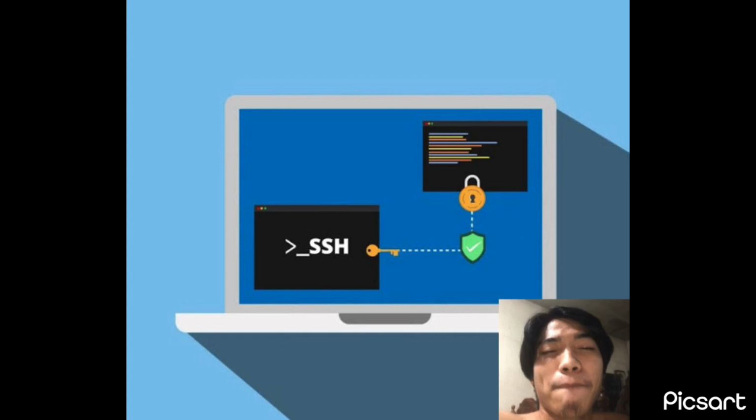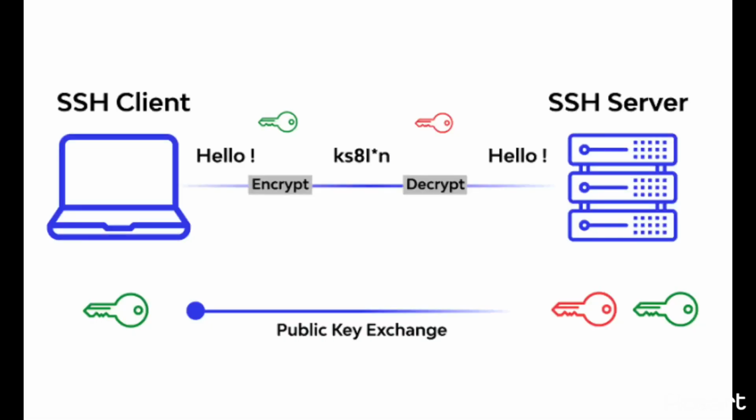Sa pamamagitan ng SSH, maaari tayo magkaroon ng remote access sa server, routers, switches, at iba pang network devices. Ito ay nagbibigay sa atin ng kakayahan na pamahalaan ang mga ito kahit tayo ay nasa malayo. Ang SSH ay gumagamit ng encryption para sa secure na pagpapadala ng mga command at data sa pagitan ng client at server. Ito ay nagbibigay proteksyon laban sa mga potensyal na pag-atake at pagnanakaw ng data.